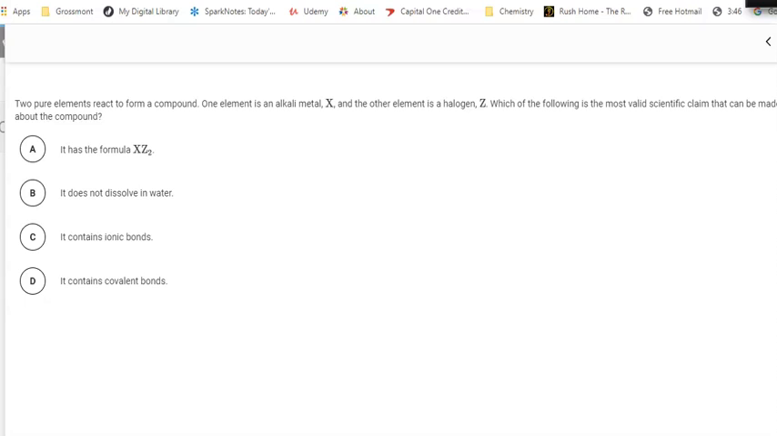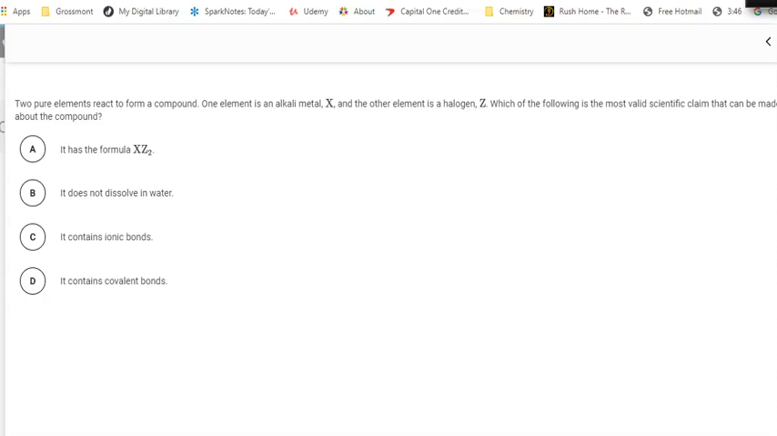Okay, 2 pure elements react to form a compound. One element is an alkali metal, so that could be sodium, potassium, lithium, something along that line on the left-hand side of the periodic table. The other element is a halogen. So halogen is the second to last column on the periodic table, and that would include fluorine, chlorine, bromine, and so forth. Which of the following is the most valid scientific claim that can be made about the compound?